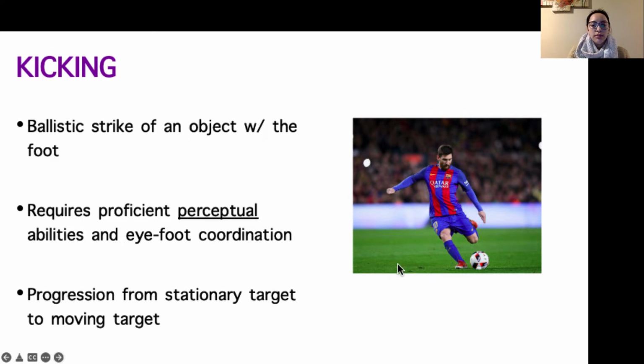And the book doesn't really provide any specific criterion tables or observational plans for kicking like we had for throwing, so we'll keep the characteristics and developmental sequences fairly general.